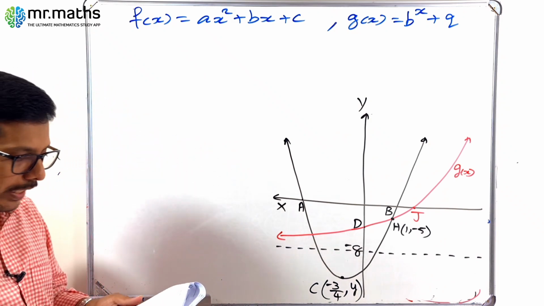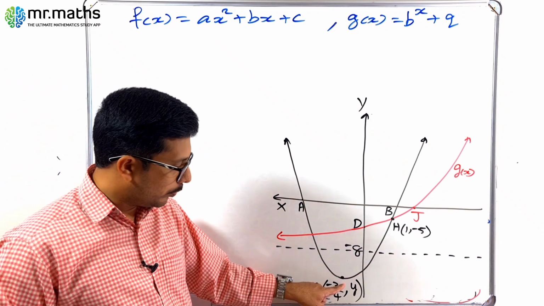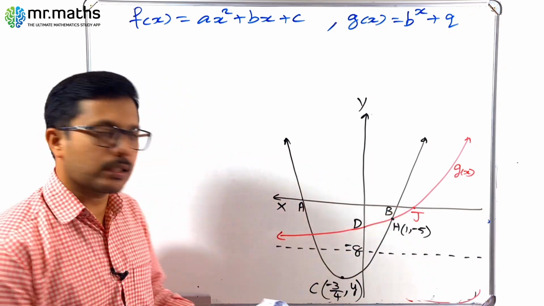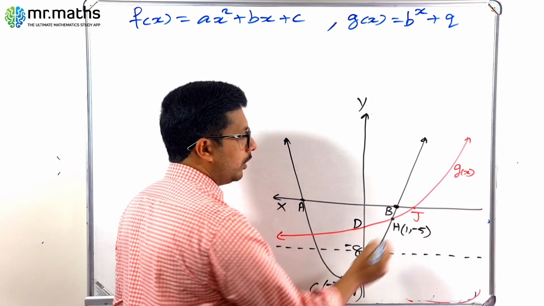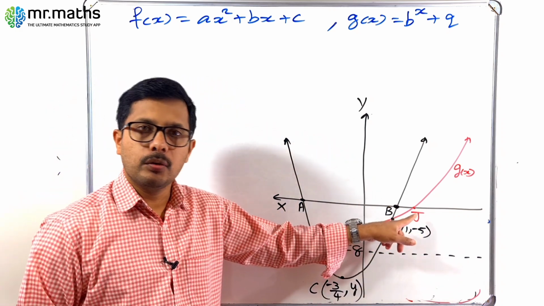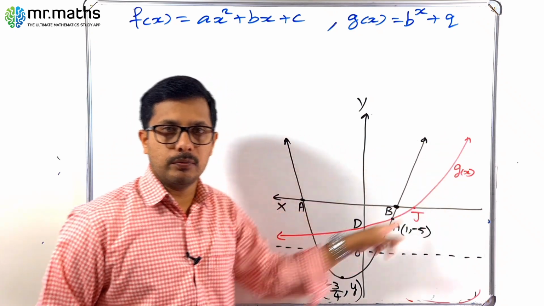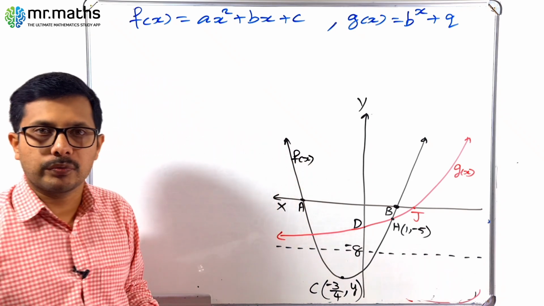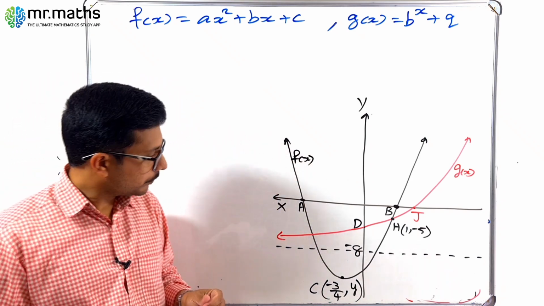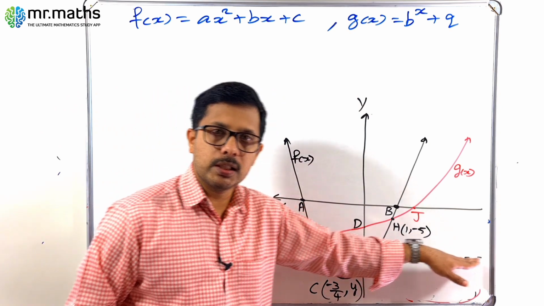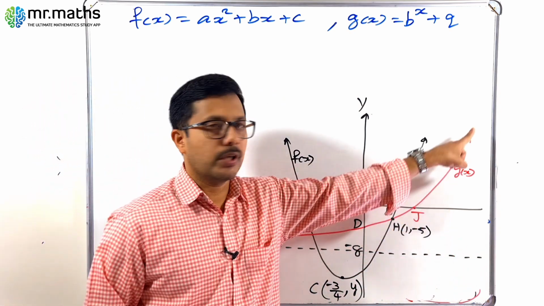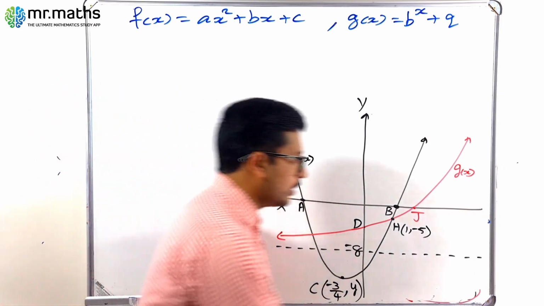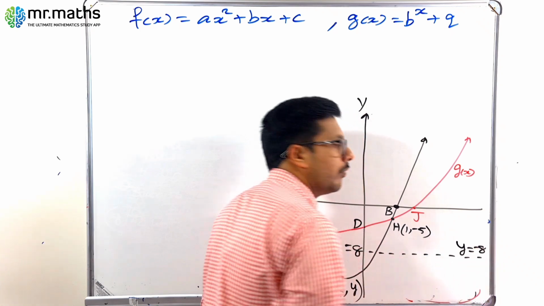Okay, so this is the given diagram, and here you can see that this is a turning point, minus 3 over 4 comma y. And these two, a and b, are the x-intercepts of f of x, that means the parabola, and this point j is the x-intercept of this exponential function g of x. So this is f of x, and the red one is g of x, the exponential function. Now here you can see that this dotted line is the asymptote of this exponential function, g of x. So the equation of this asymptote is y is equal to minus 8.